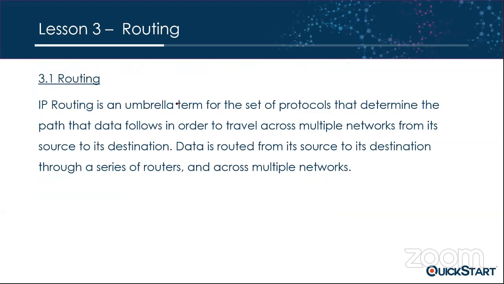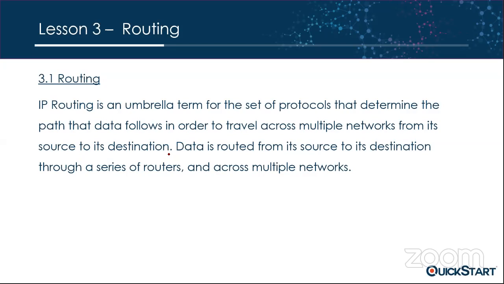All right, routing. IP routing is an umbrella term for the set of protocols that determine the path that data flows in order to travel across multiple networks from its source to destination. So what routing does is select the best path from one network to another, I mean from the sender network to the receiver network.